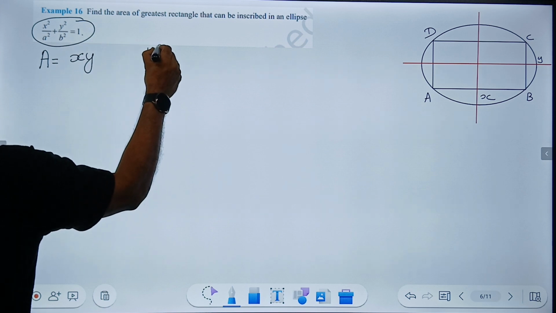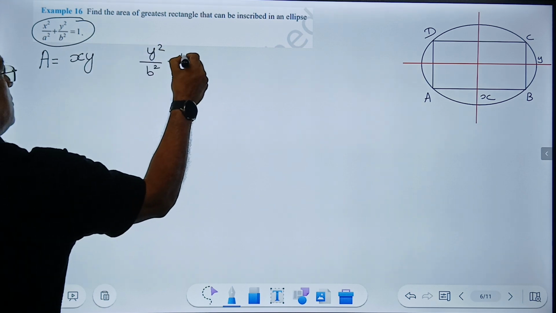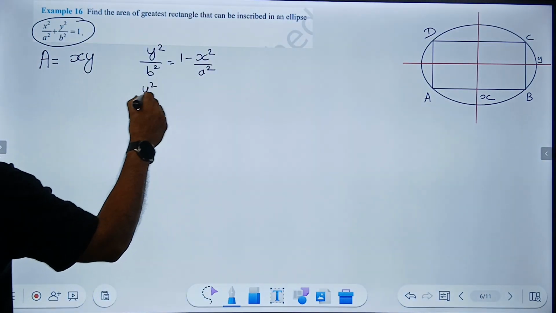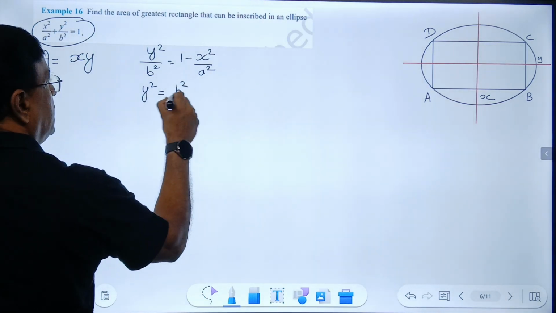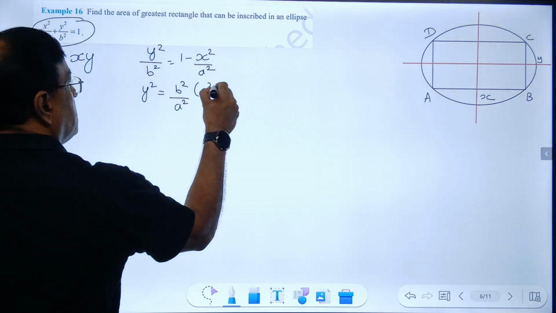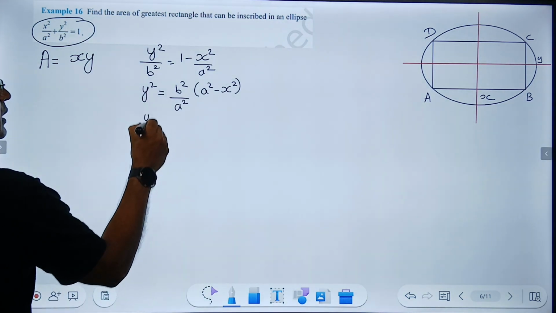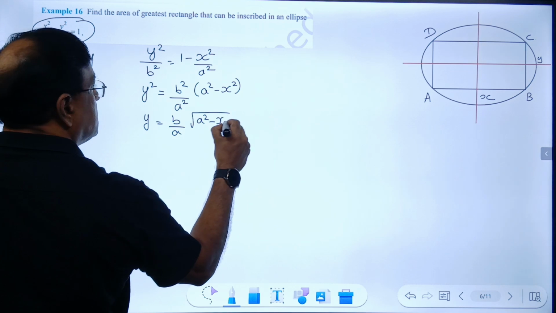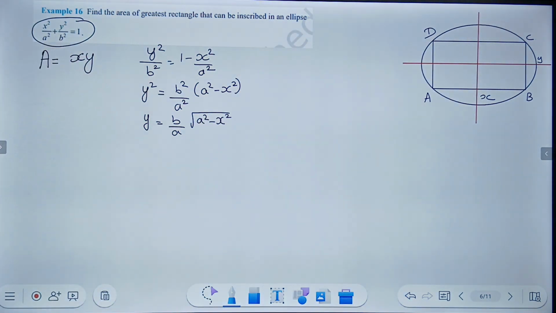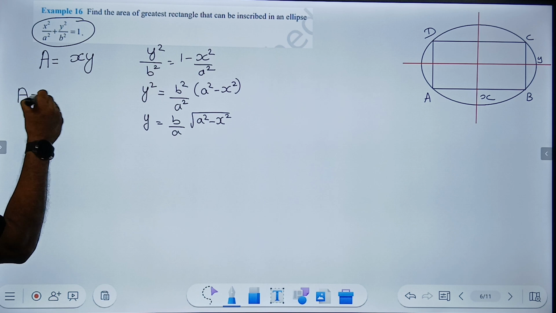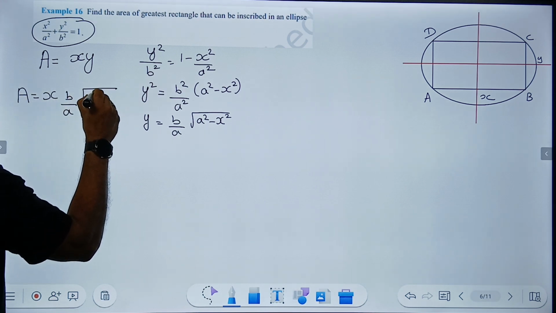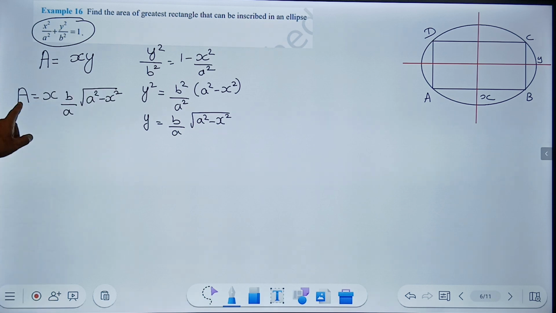So y square by b square equals 1 minus x square by a square. So y square equals b square by a square into (a square minus x square). So y equals b by a into the root of (a square minus x square). Now take this and substitute here. Area is x into y, which is x into b by a into the root of (a square minus x square). Now this has only one variable. Now I have to differentiate.